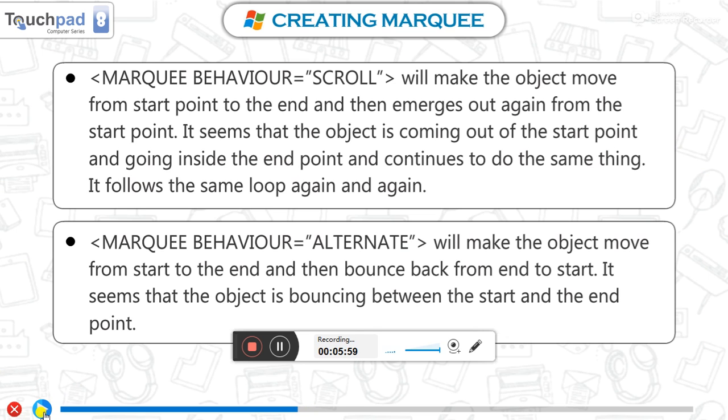And the third one, alternate. The alternate value of behavior will make the object move from start to end and then bounce back from end to start. It seems that the object is bouncing between the start and end point. These are the three types of behavior we have learned.